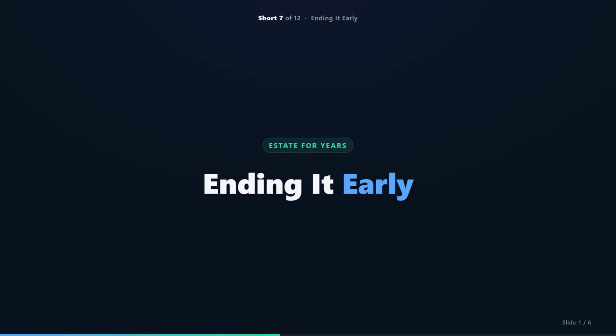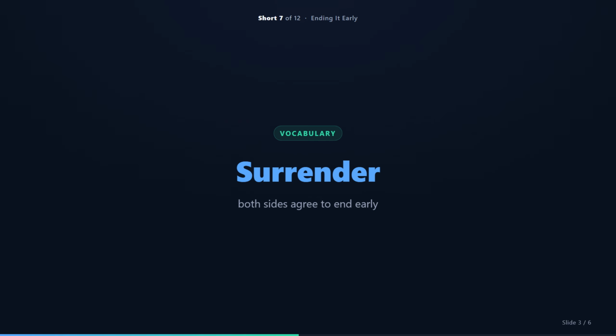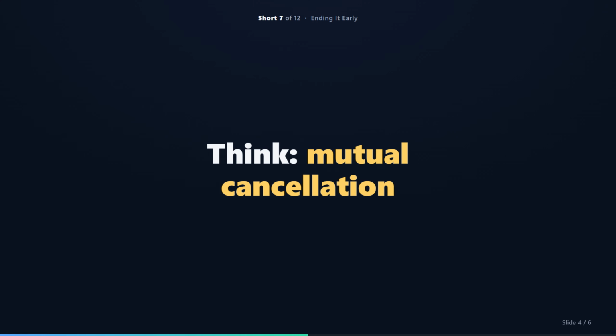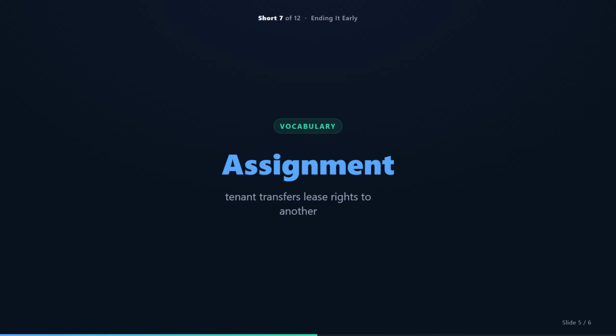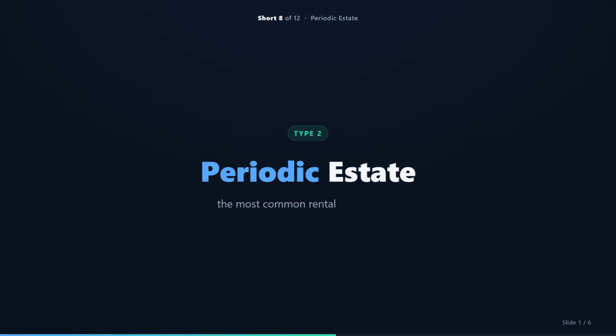Ending it early? So how does an estate for years end early? Generally, a party cannot terminate early unless the contract allows it, a breach occurred, or both parties agree. That last one has a name: surrender. Surrender is when the landlord and tenant both agree to end the lease early. Think of it as a mutual cancellation. And one more term: assignment. A lease can usually be assigned unless it's prohibited, which simply means the tenant transfers their lease rights to another person.